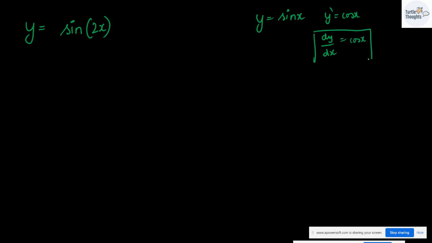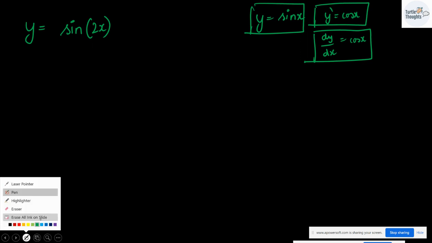Let me take one more example. If we have y is equal to sine 2x instead of sine x, we already know if y is equal to sine x, then the differential y dash is going to be cos x, or you can write dy by dx, the differential of y with respect to x, is going to be cos x. This is a standard formula. How do we solve if we have y is equal to sine of 2x? Now it is not just x, we have 2x. We can use the chain rule.